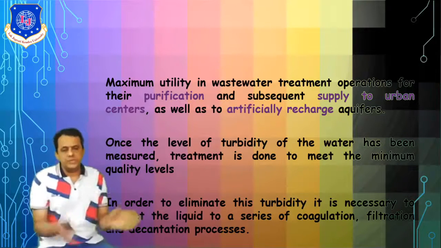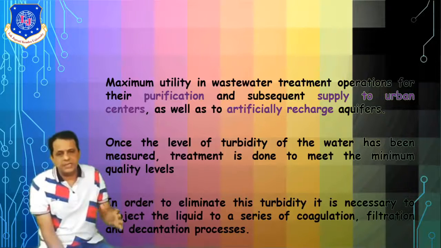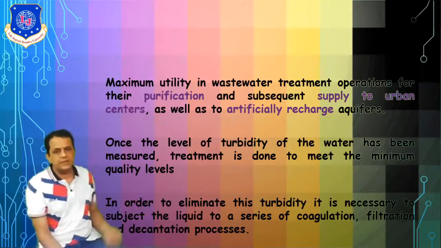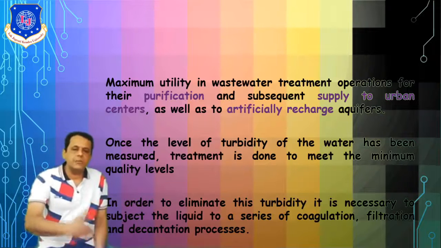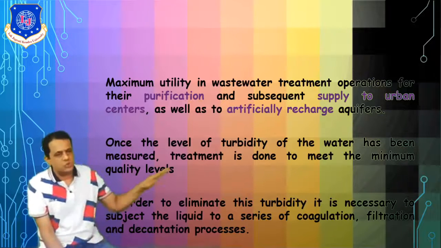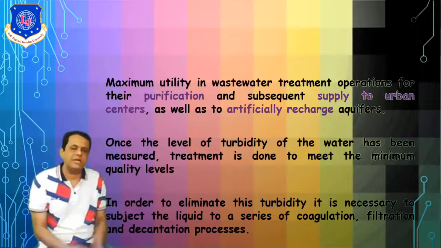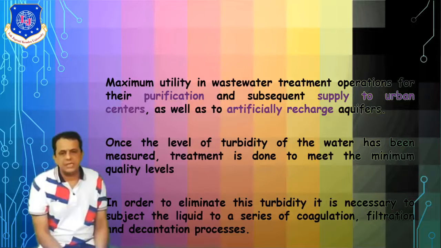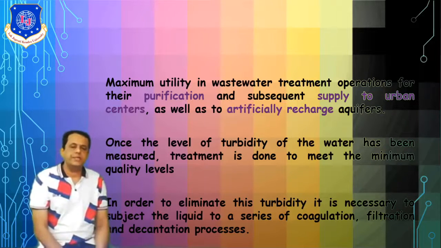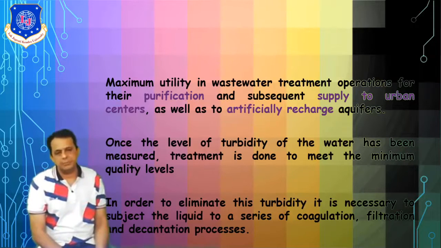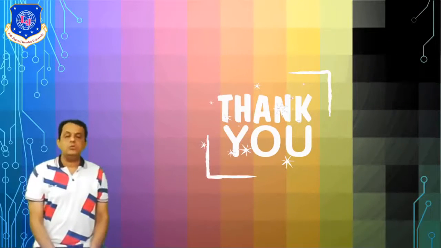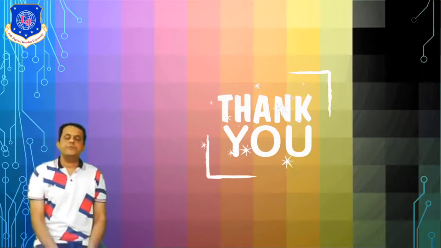And to remove this impurity, or to remove the turbidity, to reach the lowest turbidity level, we need some other procedures, which are actually not part of this discussion, but it requires a series of coagulation, filtration, and decantation processes. So this was about the turbidity measurement. This is one of the analytical methods. Thank you so much. Here we finish our turbidity measurement.